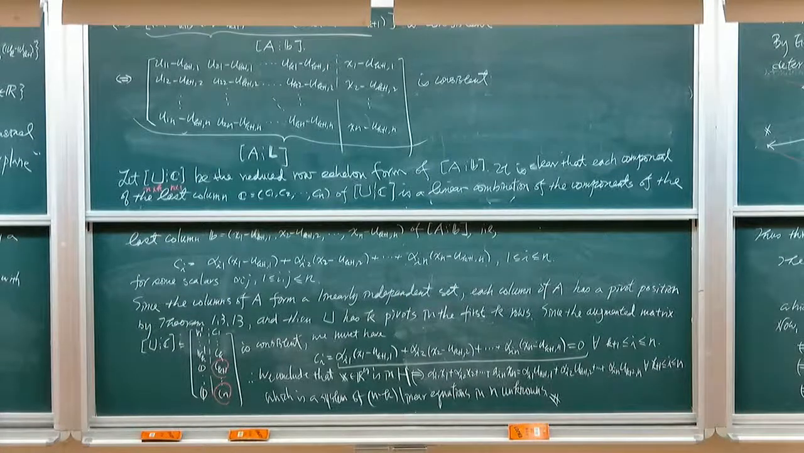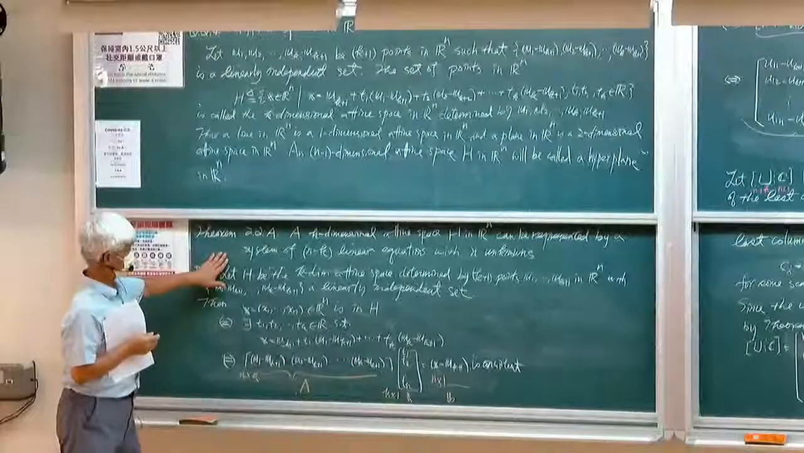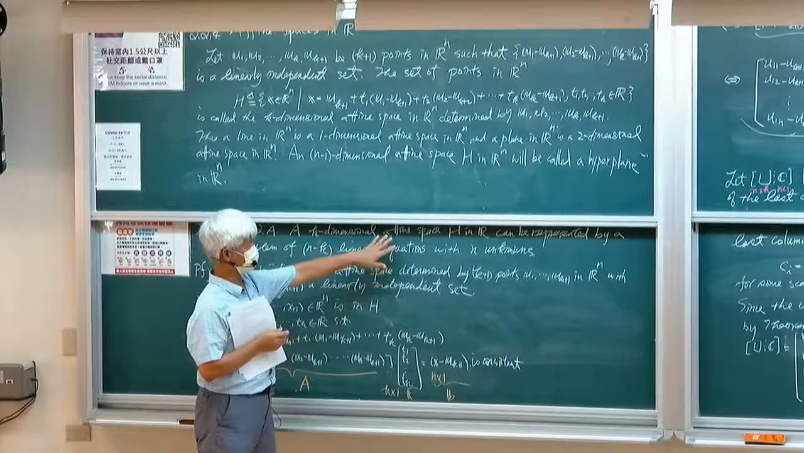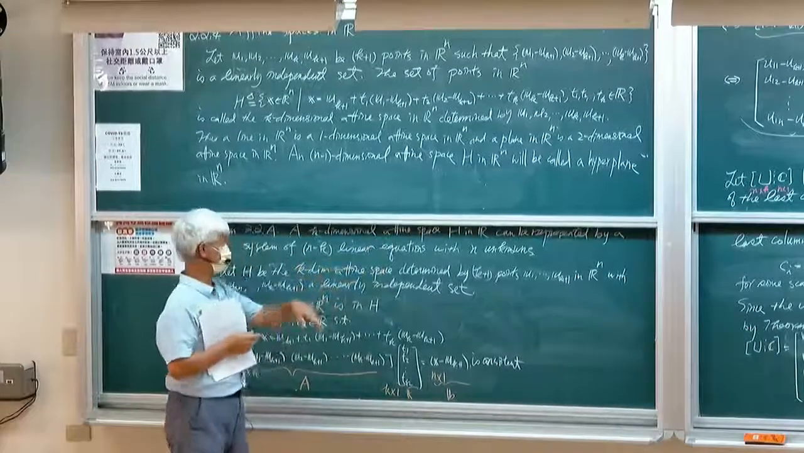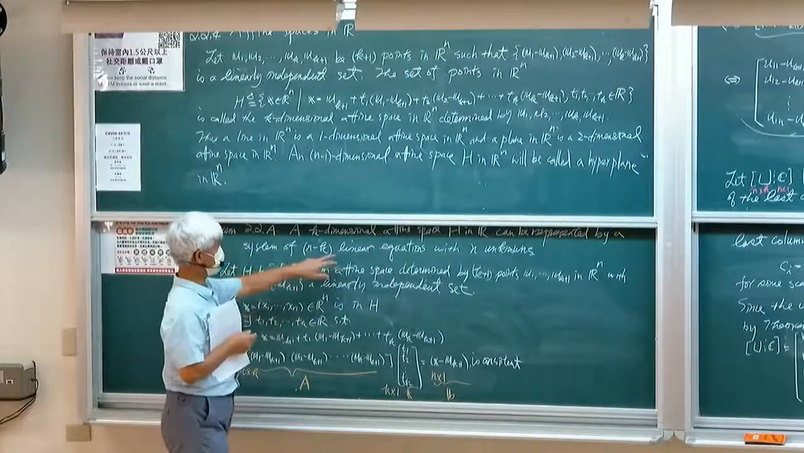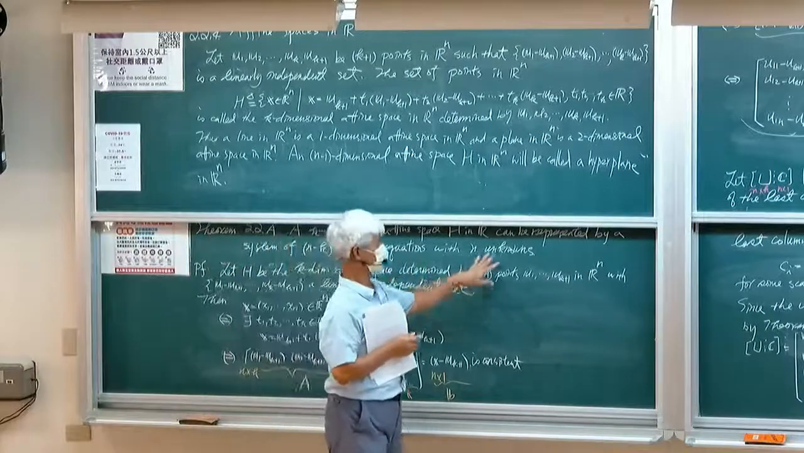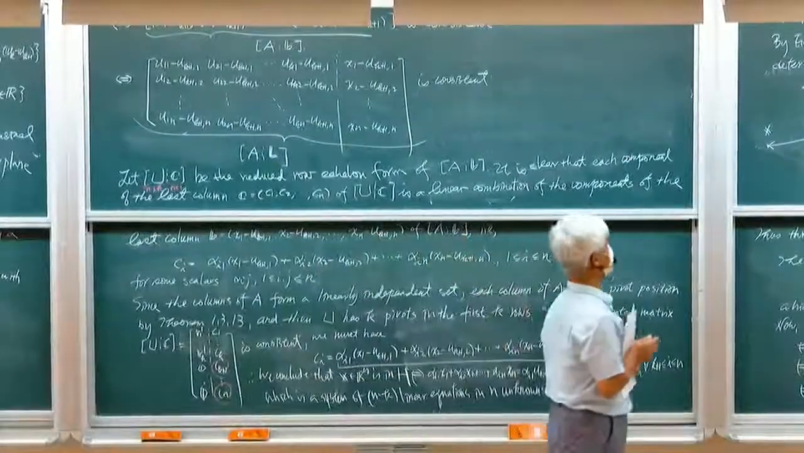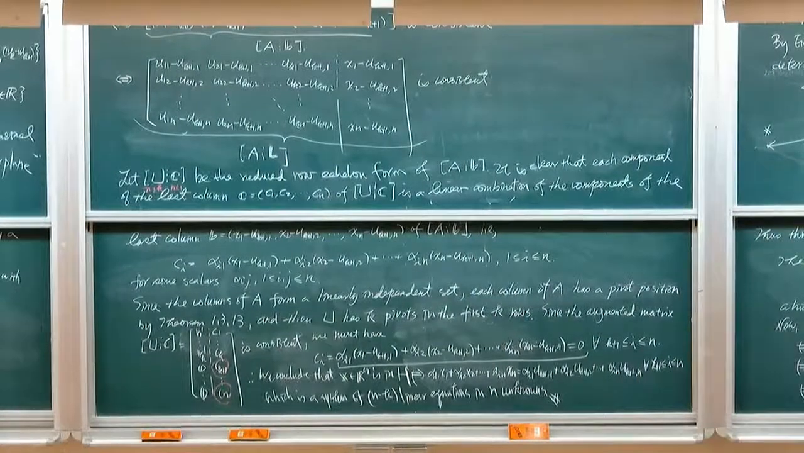Okay, so we proved our theorem that a k-dimensional affine space in Rn can be represented by a system of n minus k linear equations with n unknowns.